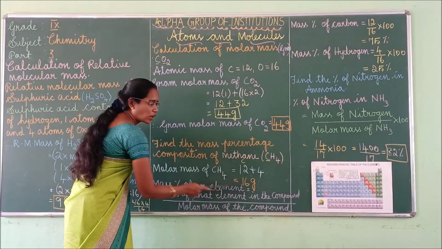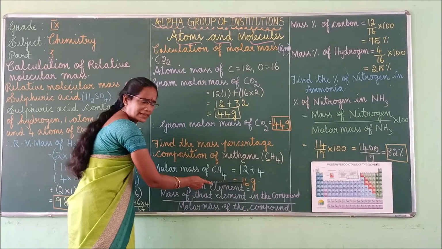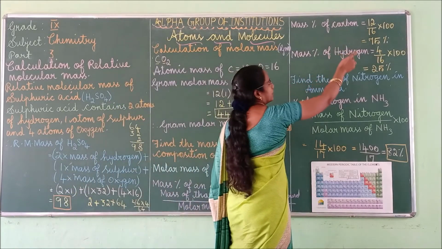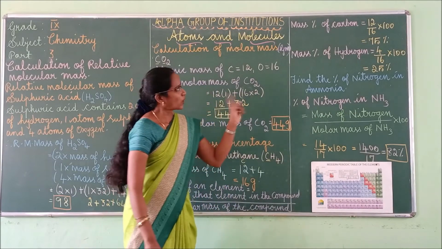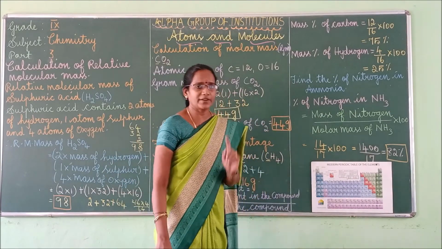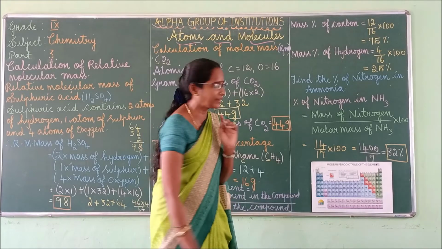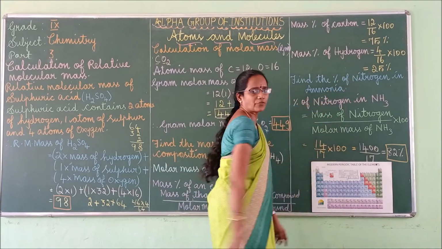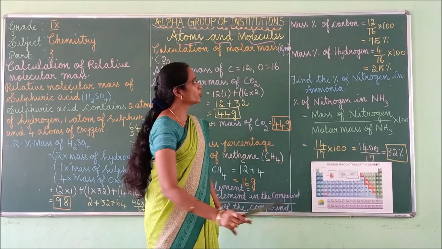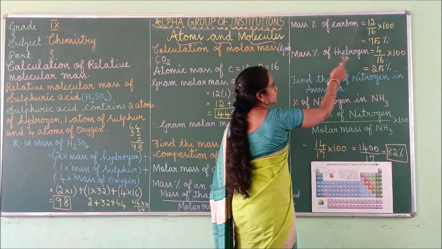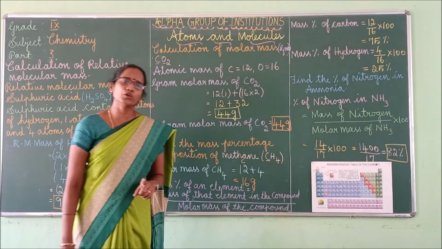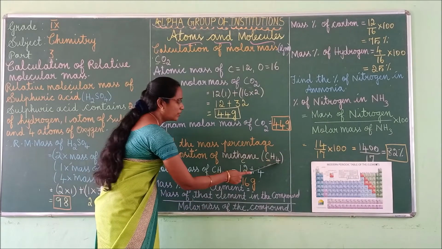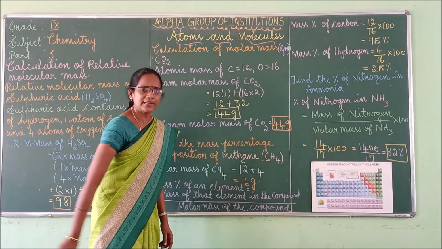Already we found out the molar mass, it is 16 grams, isn't it? So 12 divided by 16 into 100. 12 into 100, 1200 divided by 16, you will be getting the percentage 75. Okay. So now you know the mass percentage of carbon, that is 75%. Next what you have to do? You have to calculate for hydrogen atom, isn't it?